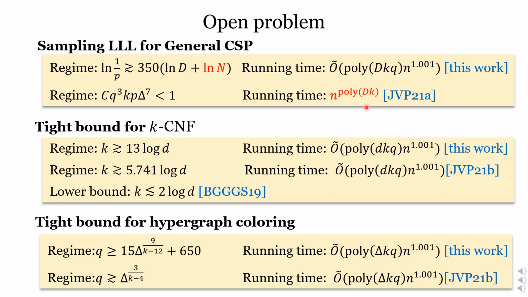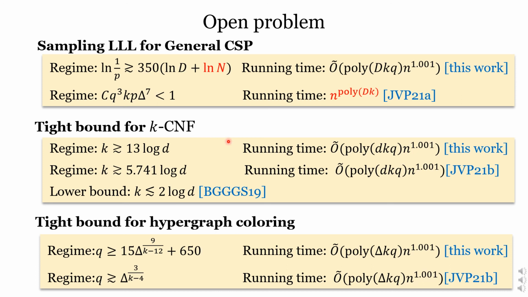In this paper, our algorithm works for k-CNF if k is no less than 13 log d. Recently, this bound was improved to k no less than 5.741 times log d by Jain, Fan, and Wang. On the other hand, it is proved that if k is no more than 2 log d, then sampling a solution of k-CNF is intractable. So, what is the tight bound of k-CNF?